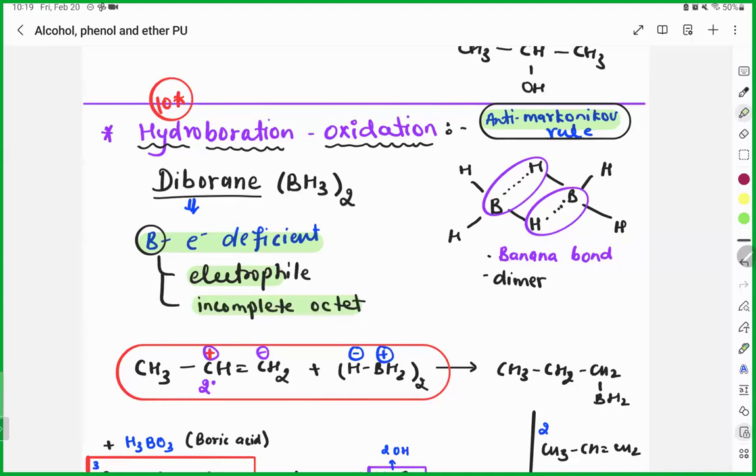By the way, this diagram is given in the 11th class. Diborane looks like this molecule. Because they have a shortage of electrons, being electron deficient or acidic in nature, they want to make bonds so they can form the dimer and satisfy the octet rule, because they want to become stable by forming an octet.